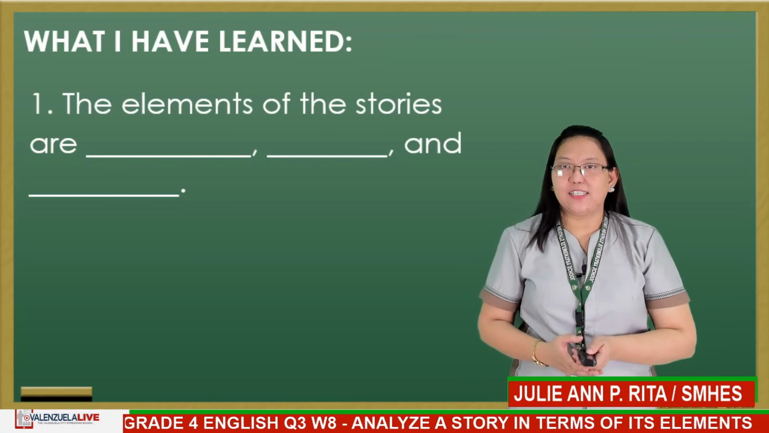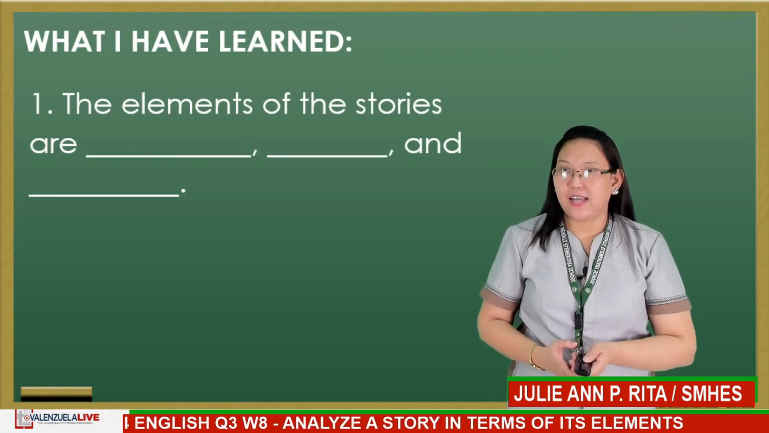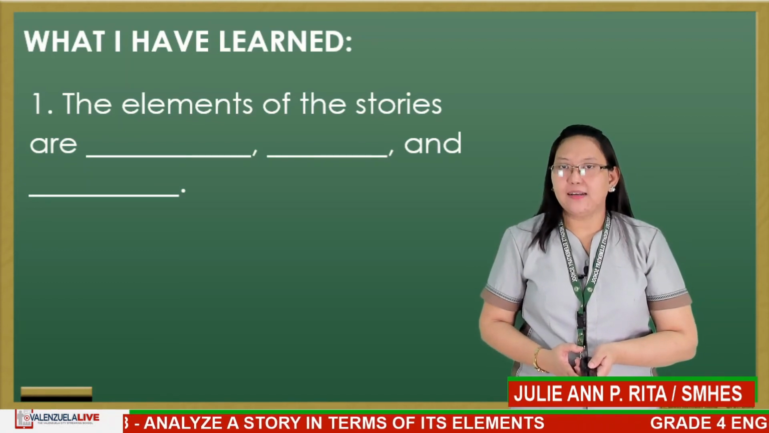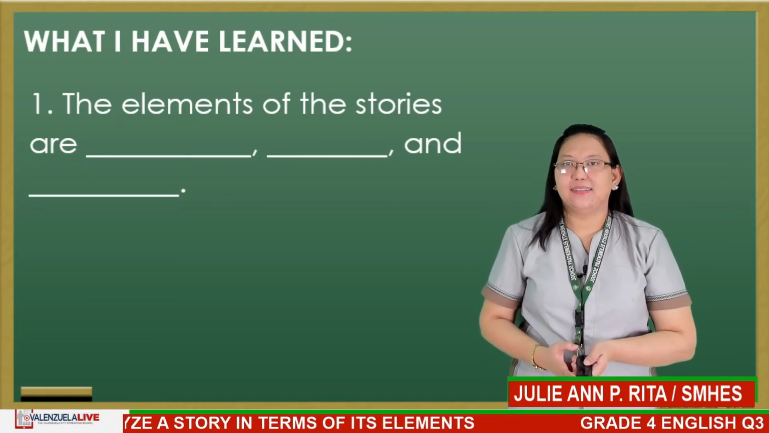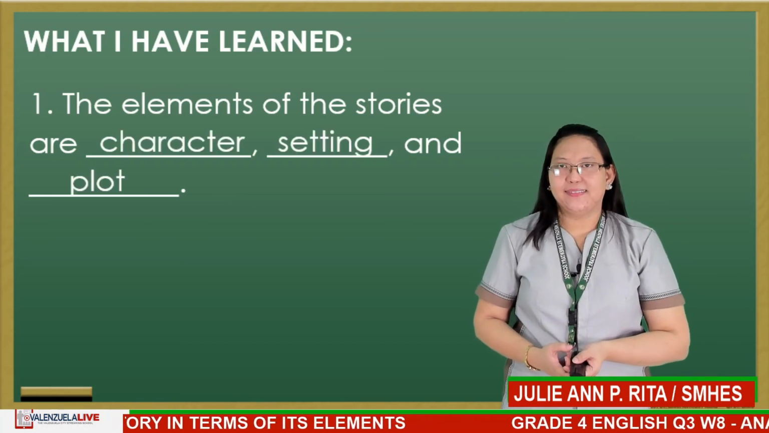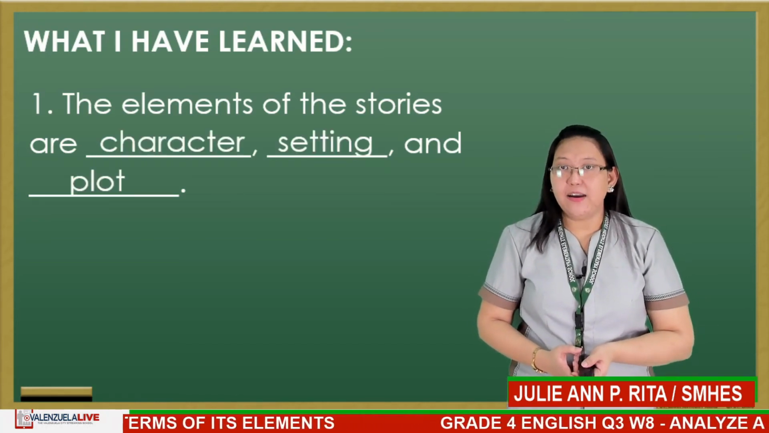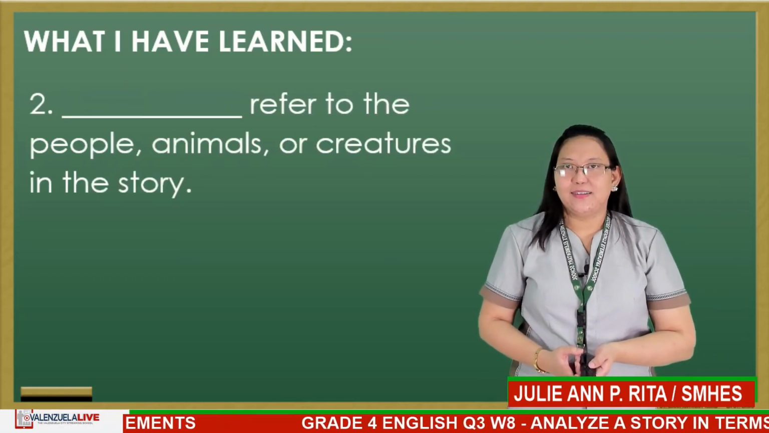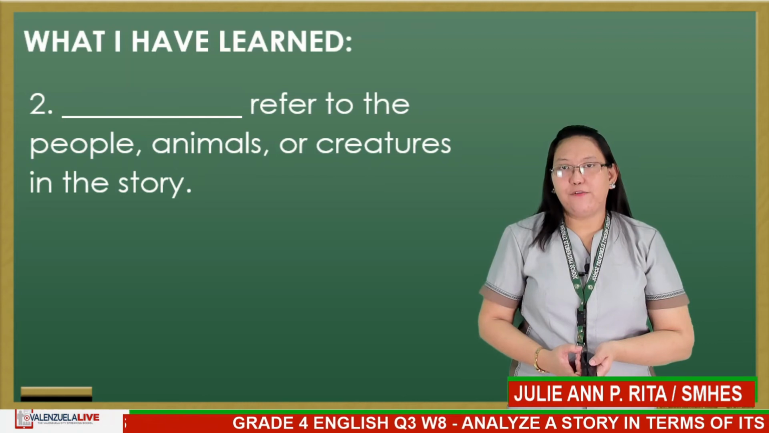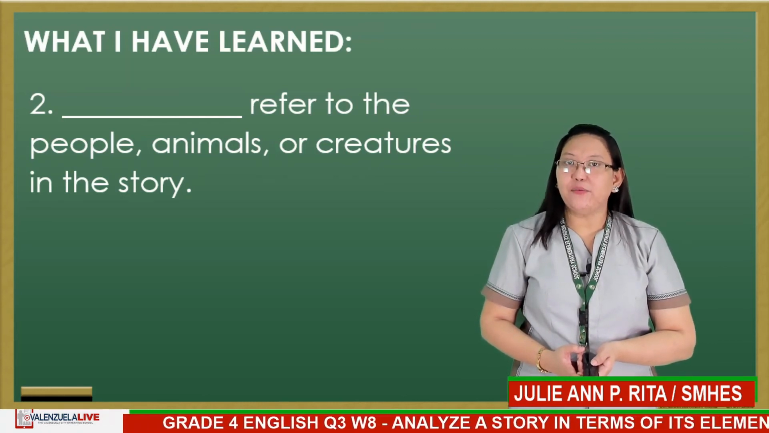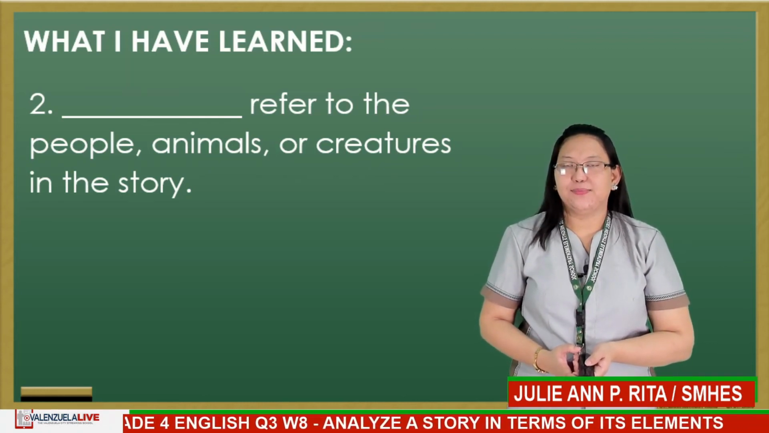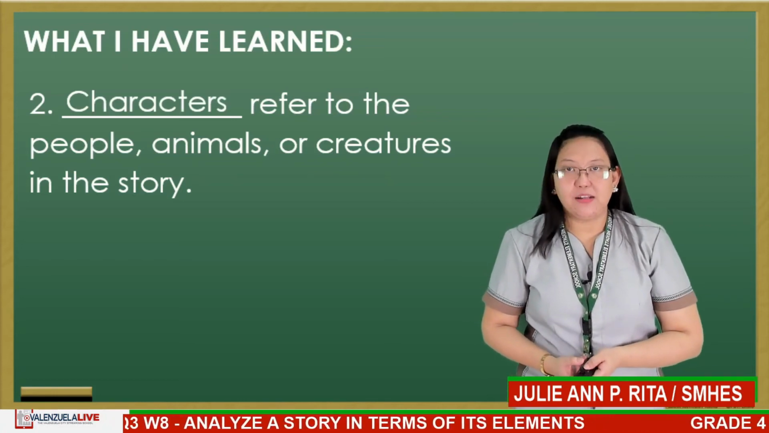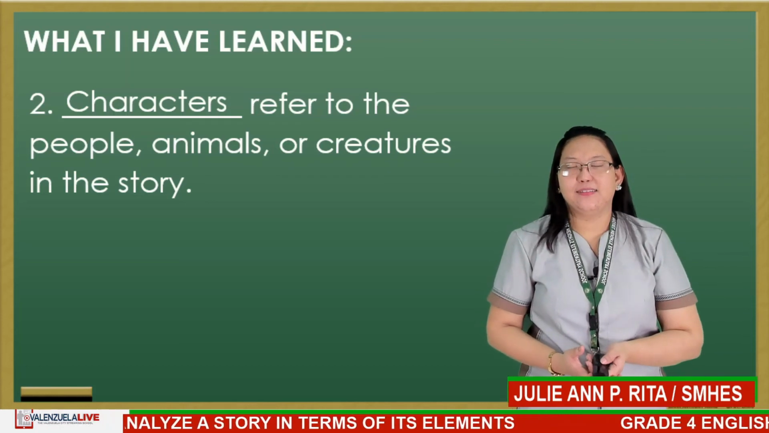Complete the sentences with the concepts you have learned from our discussion. Number 1. The elements of the stories are blank, blank, and blank. The elements of the stories are characters, setting, and plot. Number 2. Blank refer to the people, animals, or creatures in the story. Characters refer to the people, animals, or creatures in the story.